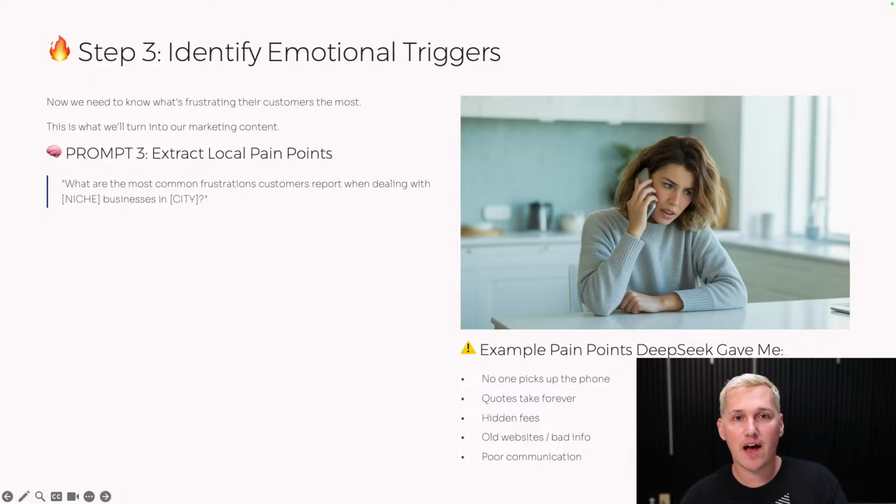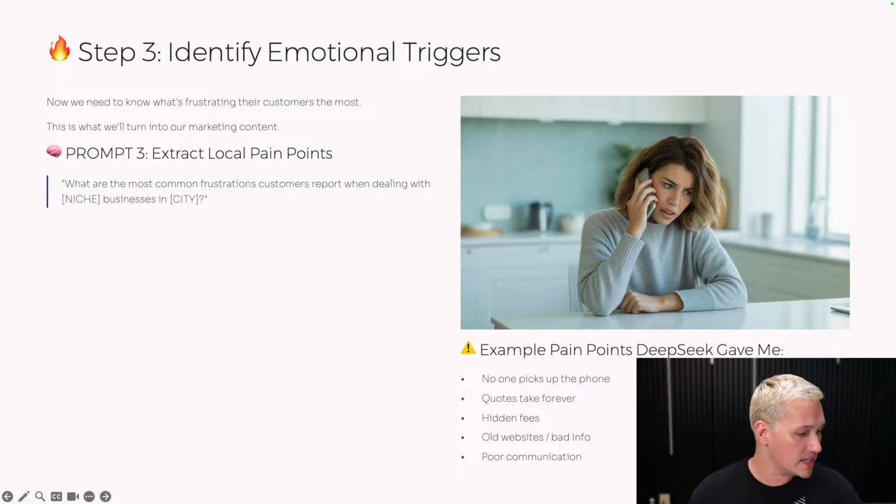Next, step 3, identify emotional triggers. Now that we know what's frustrating these customers the most, this is where we're going to turn it into our marketing content. So this is prompt number 3. We're going to extract local pain points, and this is the prompt you want to use: What are the most common frustrations customers report when dealing with niche business in city?